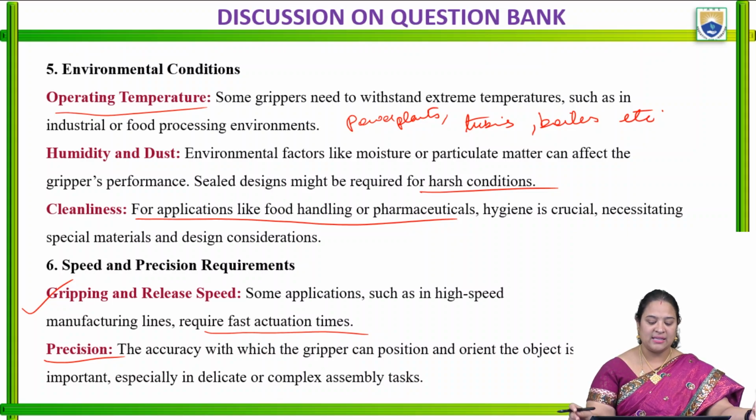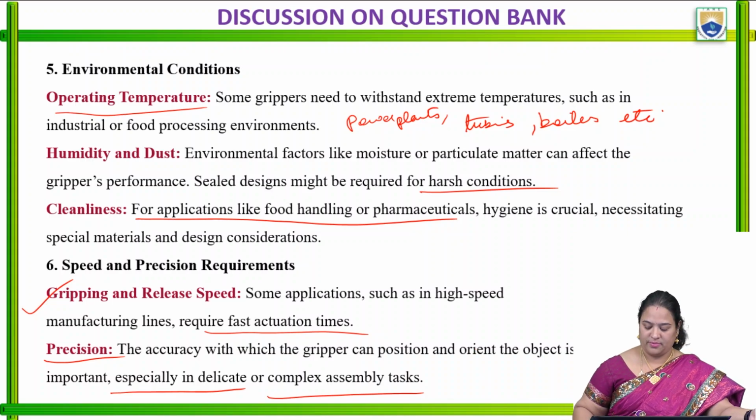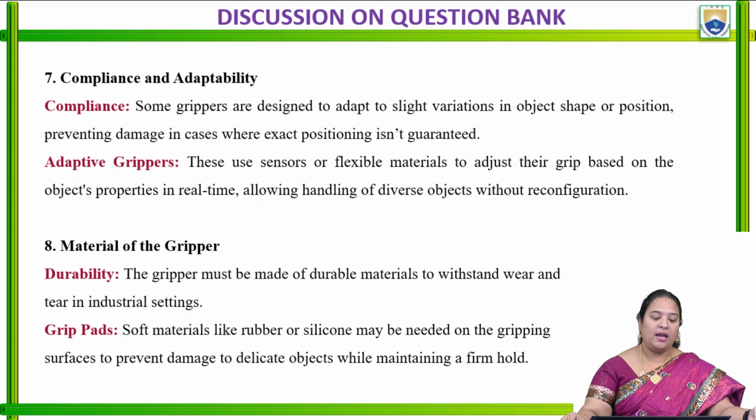That is assembly tasking, or complex assembly tasking, or delicate objects, when we consider it should be more precise, right? And compliance and adaptability. What do we mean by compliance and adaptability?